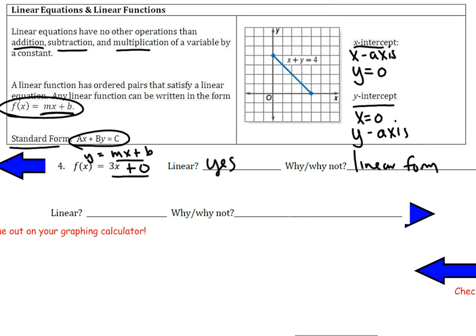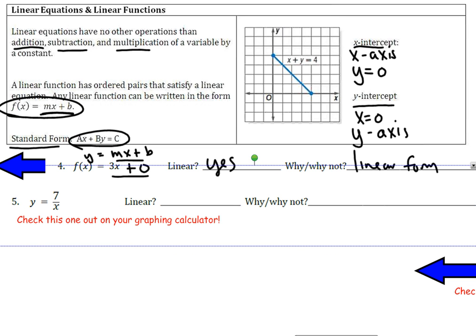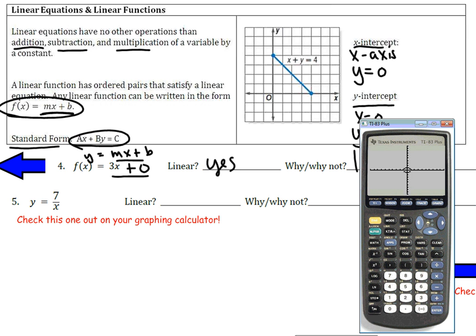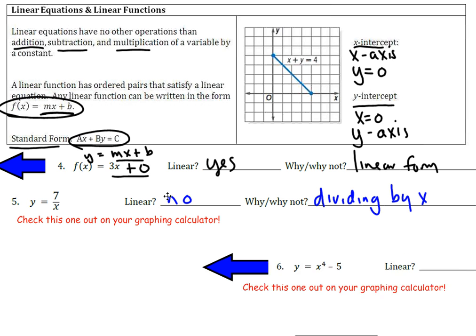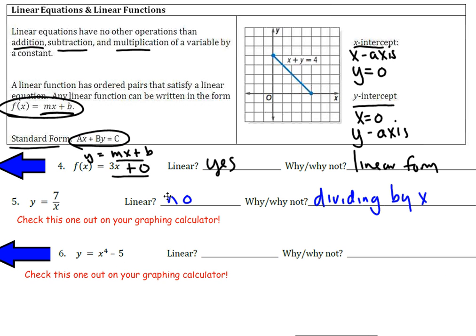This one, however, not so much. y equals 7 over x. If I throw that in a graphing calculator, take a look at this thing. y equals 7 divided by x graphed. That's what it looks like. There is no way that's linear. That's a specific kind of function we'll talk about. But no, that's not linear, not even by a little bit. Why? Because you're dividing by a variable. You're dividing by x. So absolutely not.